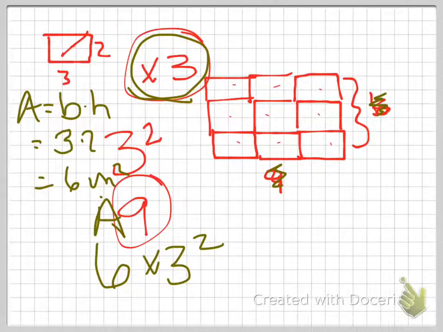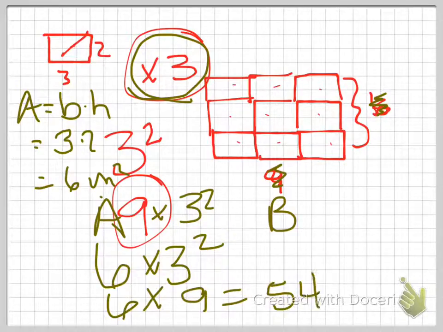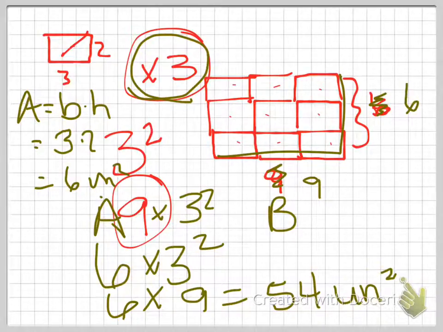So this is my figure A, and I want to find the area for figure B. I want to ultimately multiply it times 3 squared, which is 9. So we have 6 times 9. I already know without doing anything else that it would be 54 units squared to find this size right here. Now, we know that this was 6 and this is 9, and that base times height would be 54. So check, okay?